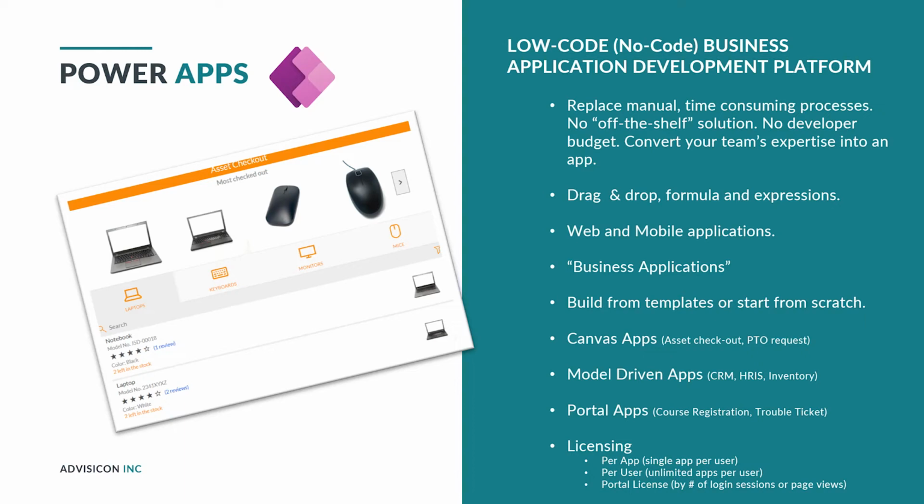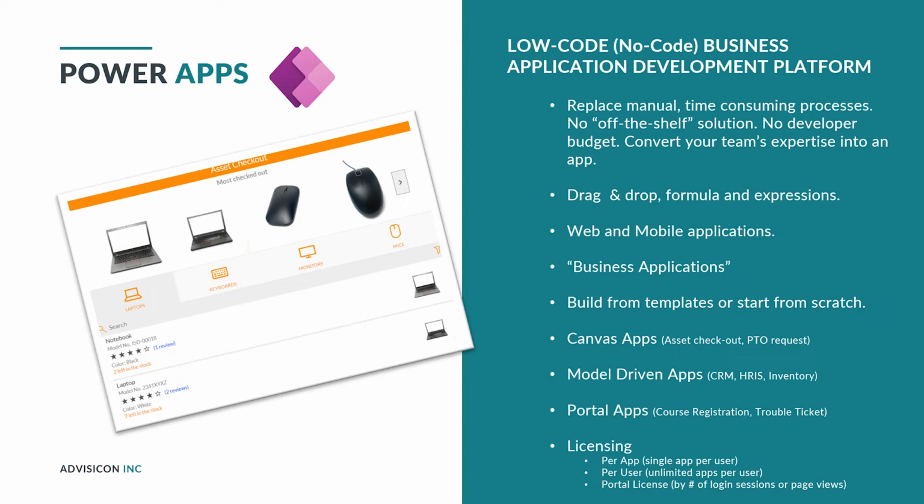And finally, you do want to be aware that there are several licensing options with Power Apps. There is a per app license, meaning that a user can have access to a single application, or a per user license, which allows the user to have access to unlimited apps. And then a portal license. So if you have a portal app, you can purchase a license that is rated by the number of sessions that are logged in or the number of page views.